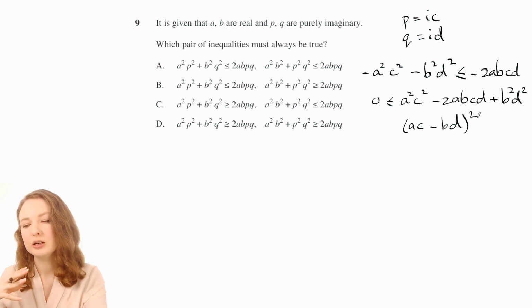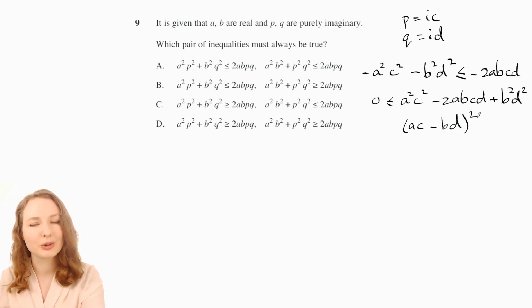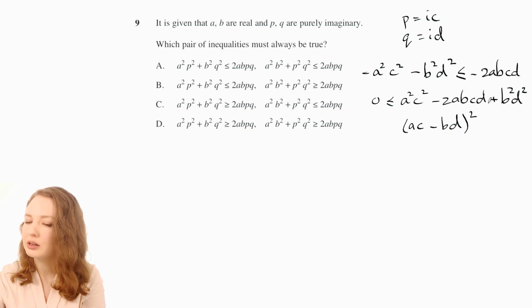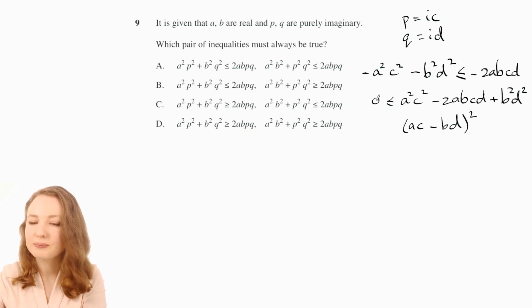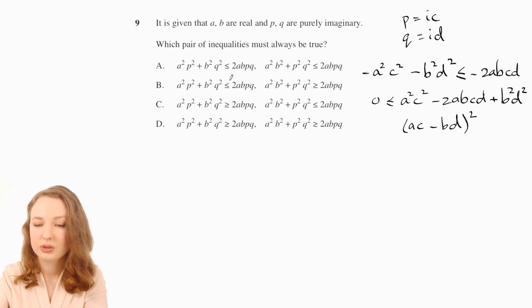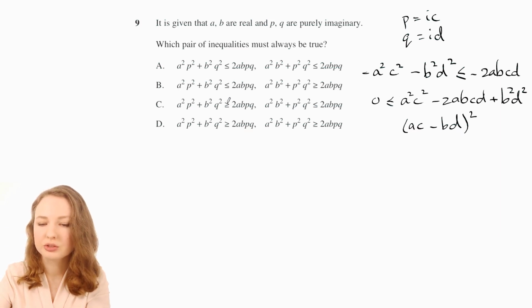And we know that any square of a real number is going to be greater than or equal to 0. So that works. So this equation is true. That means that we can rule out these two, which have the sign around the other way.